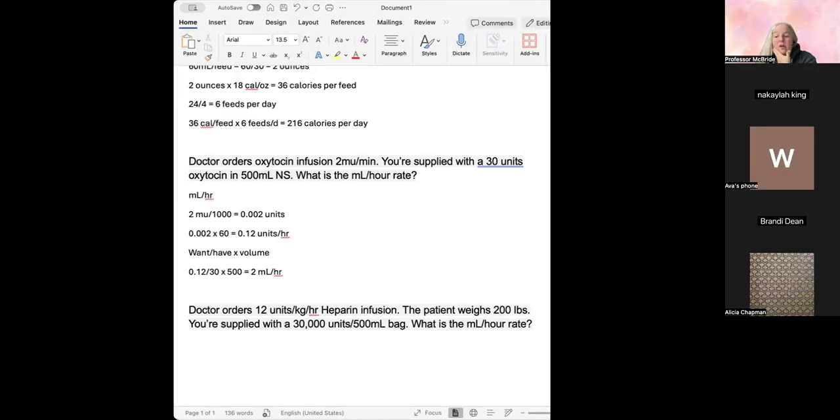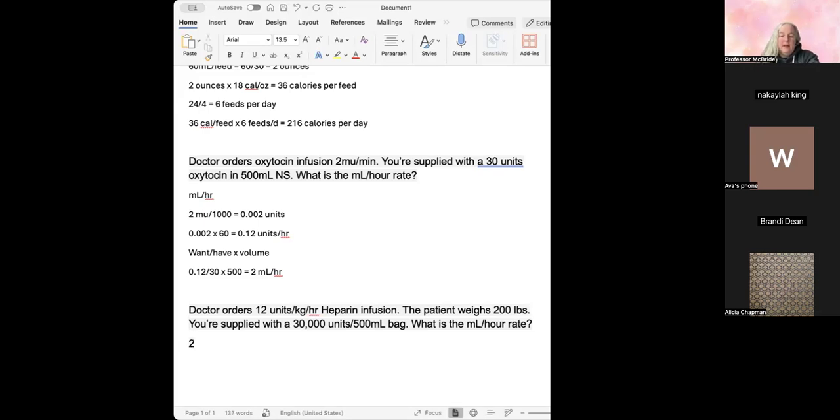All right. So we have 12 units per kilo per hour of heparin infusion. The patient weighs 200 pounds, and we're supplied with 30,000 units in a 500 ml bag. What's the ml per hour infusion rate? So what should we do first? Calculate the patient's weight. Convert pounds to kilograms. Okay, let's do the weight.